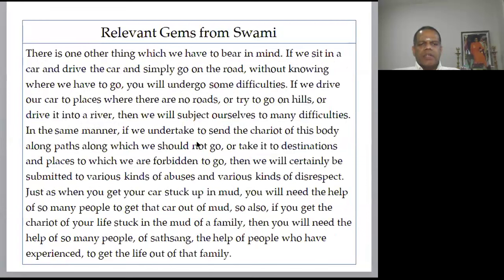In the same manner, if we undertake to send the chariot of this body along paths along which we should not go, or take it to destinations and places to which we are forbidden to go, then we will certainly be submitted to various kinds of abuses and various kinds of disrespect. Just as when you get your car stuck up in mud, you will need the help of so many people to get the car out of mud, so also if you get the chariot of your life stuck in the mud of a family, then you will need the help of so many people of satsang, the help of people who have experienced to get their life out of that family.